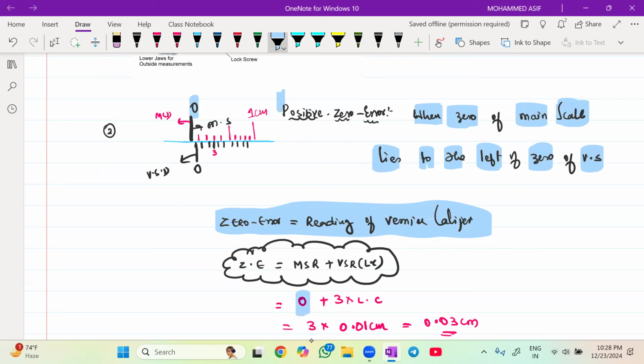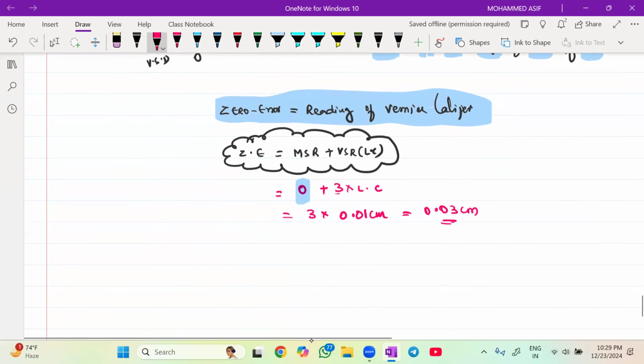Now tell me the VSR which is coinciding. See the diagram. This one, 1, 2, 3. The 3 of the Vernier scale is coinciding with some line in the main scale. So VSR will be equal to 3. If least count is not given, the basic least count in centimeter is 0.01 centimeter. So the answer is 3 into 0.01 centimeter, that is equal to 0.03 centimeter. That will be the answer. Am I clear?